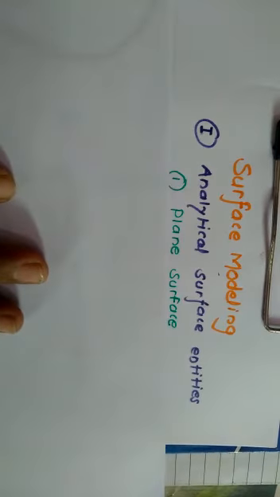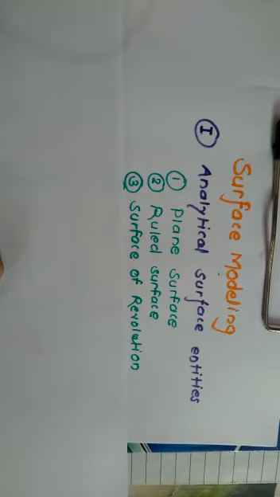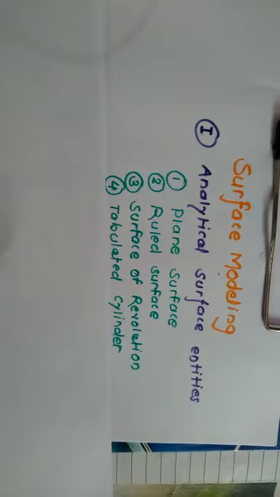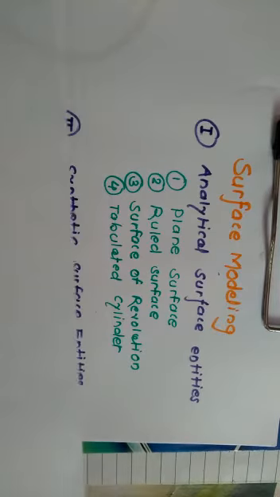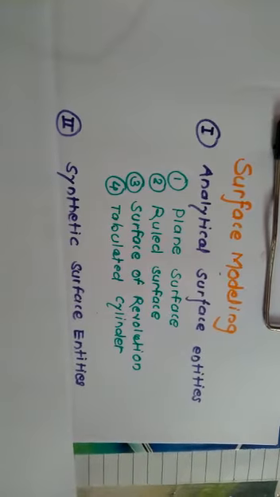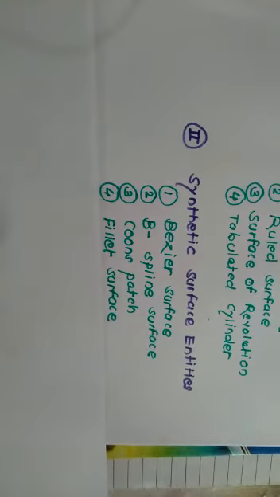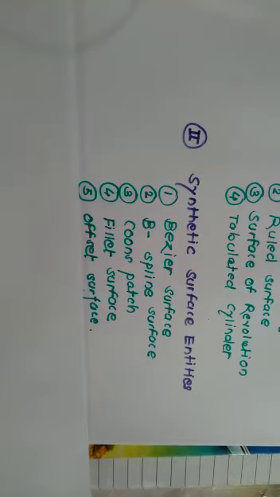Today we will discuss surface modeling. We know the different types of surface modeling are: first, the analytical surface entities, which include the plane surface, ruled surface, surface of revolution and tabulated cylinder. The second type is synthetic surface entities, which include the Bezier surface, B-spline surface, cone patch, fillet surface and offset surface.